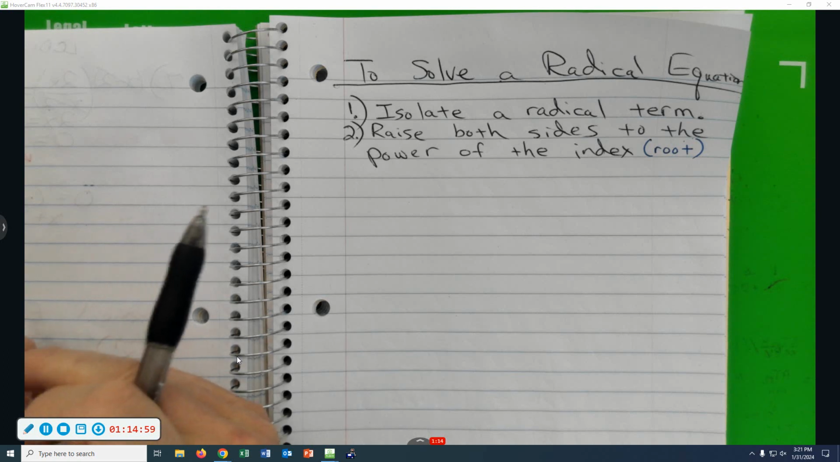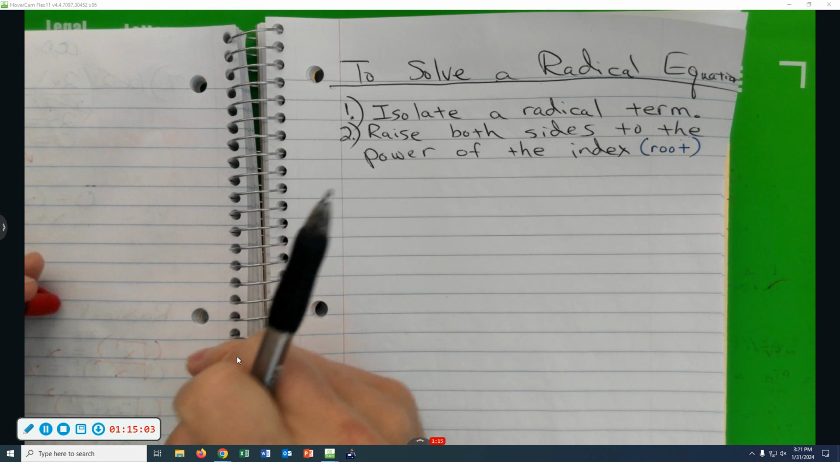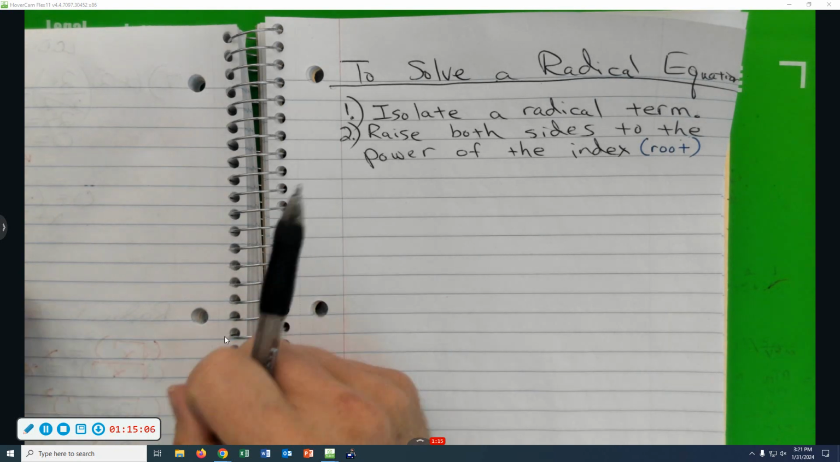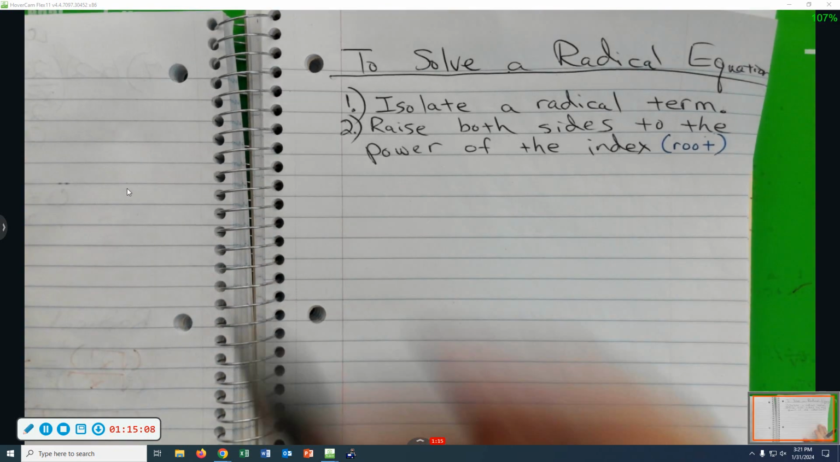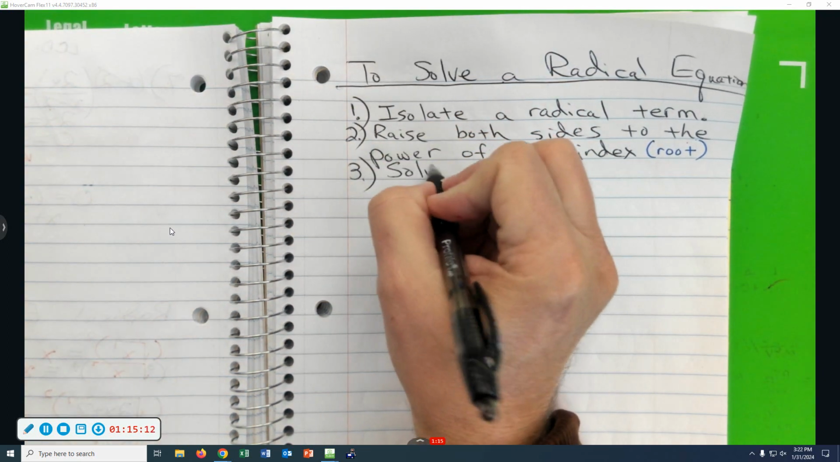If you do this correctly, you should come up with an equation that's either linear or quadratic, and you can solve it using the traditional methods that we've seen. So at this point, solve.